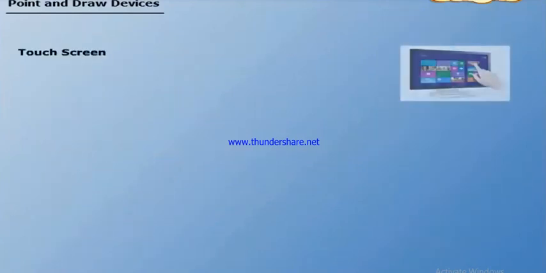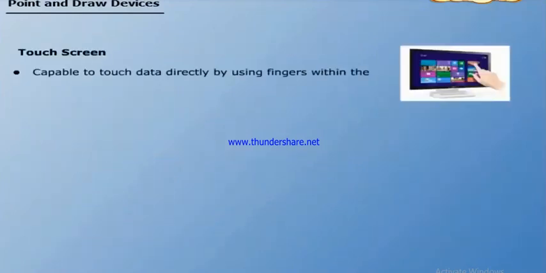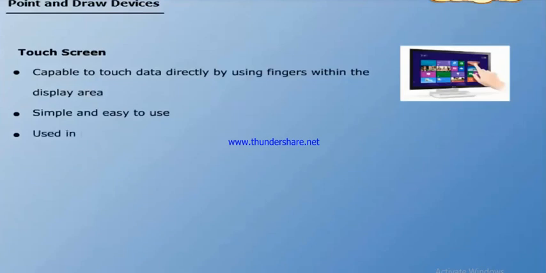Touch screen. Touch screen enables the user to touch the data directly by using fingers within the display area. Touch screen is very simple and easy to use. Touch screen is currently used in mobile phones.